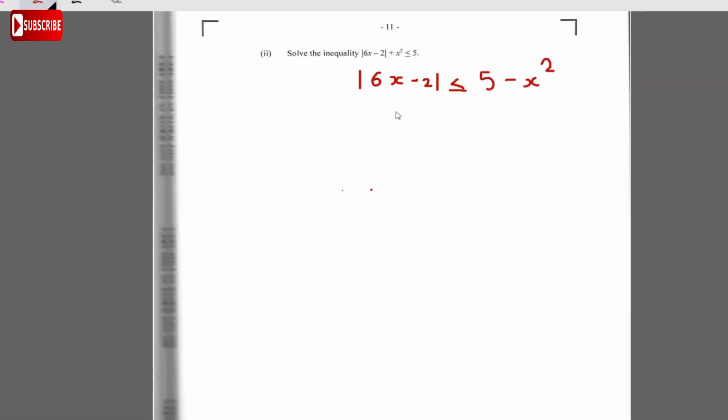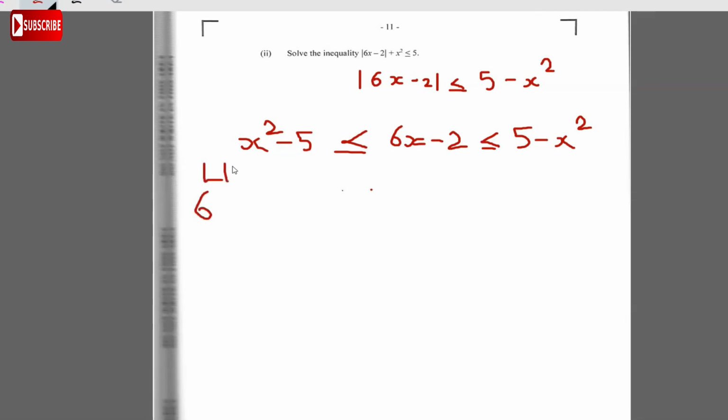And if that is true, then that means that 6x minus 2 is going to be between 5 minus x squared, and it is also between minus of 5 minus x squared, which is x squared minus 5. Now to solve this inequality, first thing I'm going to do is consider the left-hand side of the inequality first.